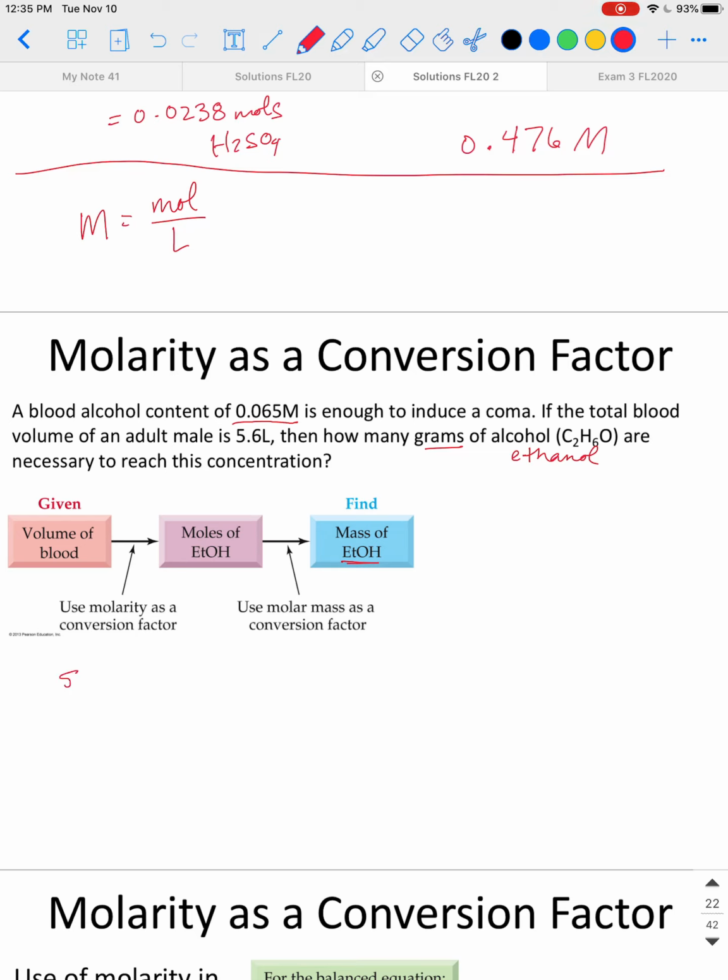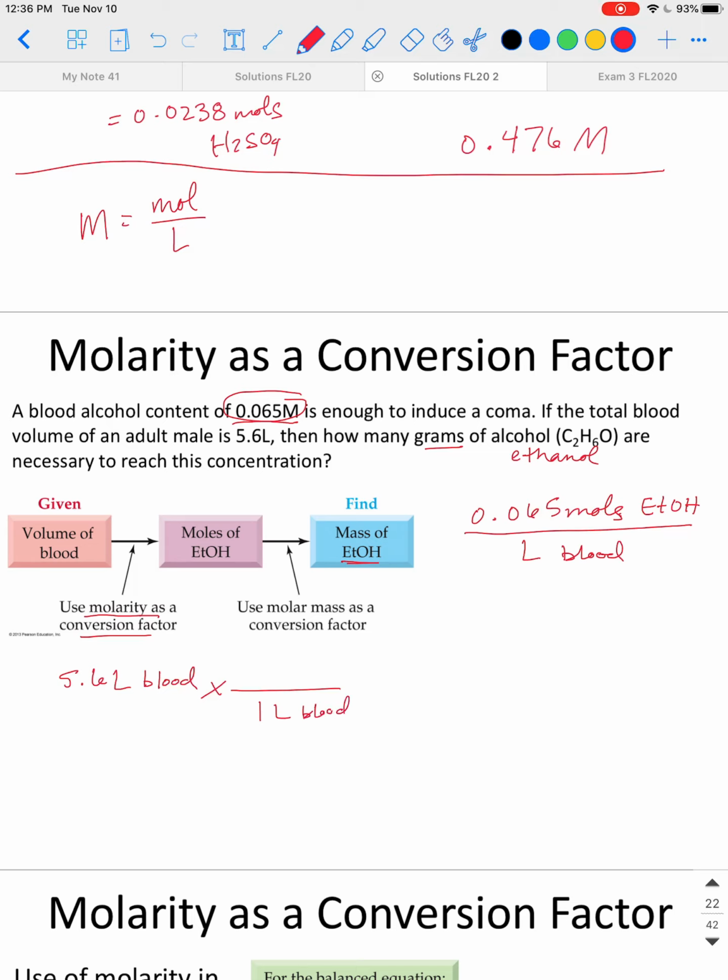So here's how we're going to do this. We are going to start with the volume of blood, 5.6 liters, so 5.6 liters of blood in an adult male. Now it says use molarity as a conversion factor. So here's our molarity. We're going to rewrite molarity over here. It's 0.065 moles of alcohol, which is ETOH. Remember, alcohol is ethanol, per liter of blood. Moles per liter. Blood is the solution. Ethanol is the solute in that solution. So we have 5.6 liters of blood starting out.